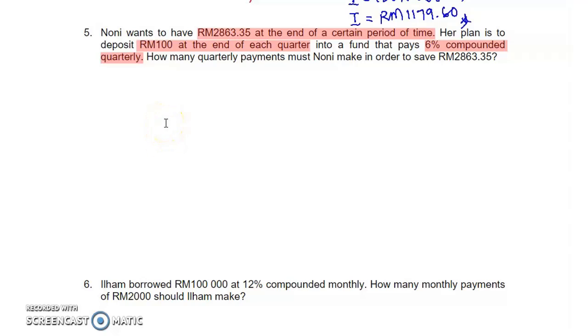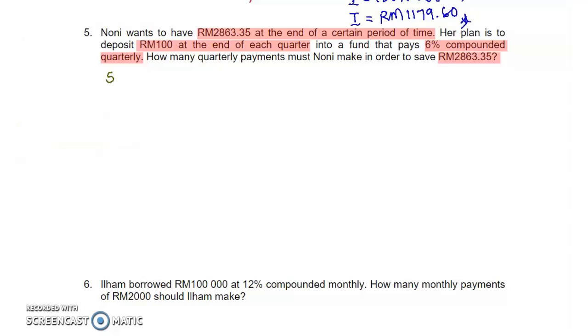Okay, how many quarterly payments must Noni make in order to save 2,863 ringgit 35 cents? So how many quarterly payments, referring to value n? Okay, we want to find value n. Okay, now extract the info given.